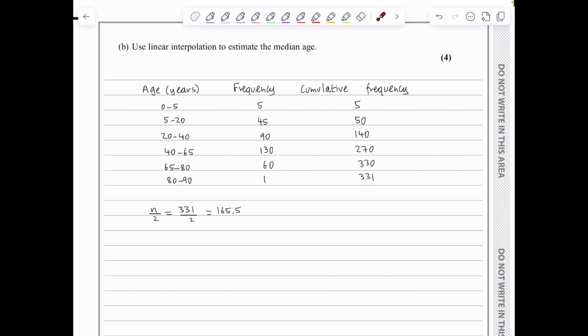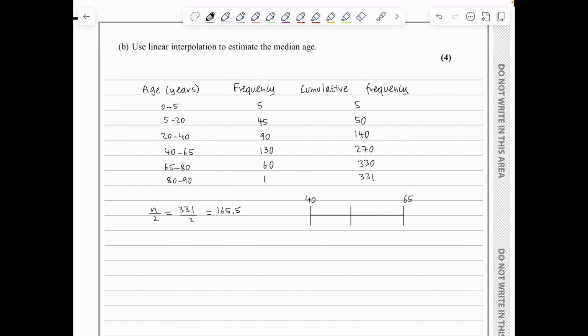So I'm trying to interpolate for the 165.5 position. We can see that the first 140 observations were up to 40. So the 165.5 observation would be between 40 and 65. So I quickly draw this diagram here. We're looking at somewhere between 40 and 65.